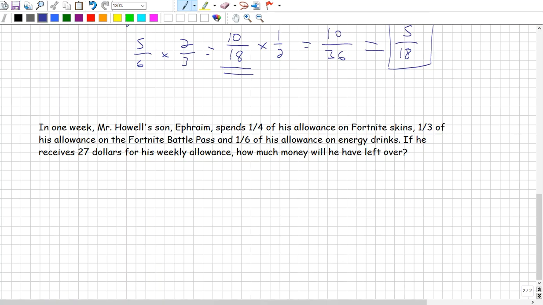So Ephraim spends a quarter of his allowance on Fortnite skins. So I start with $27. He spends a quarter of that, which we'd be multiplying by a quarter. And we're going to try to figure out how much money he has spent on just the Fortnite skins. So of course this is 27 over 1. Multiplying straight across, we get 27 over 4. I can't reduce that down because nothing goes into 4 and 27. So that would be the amount of money he spends on Fortnite skins, 27 out of 4.